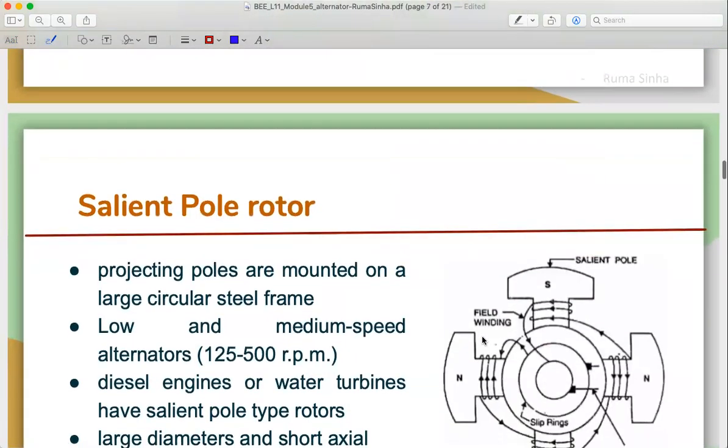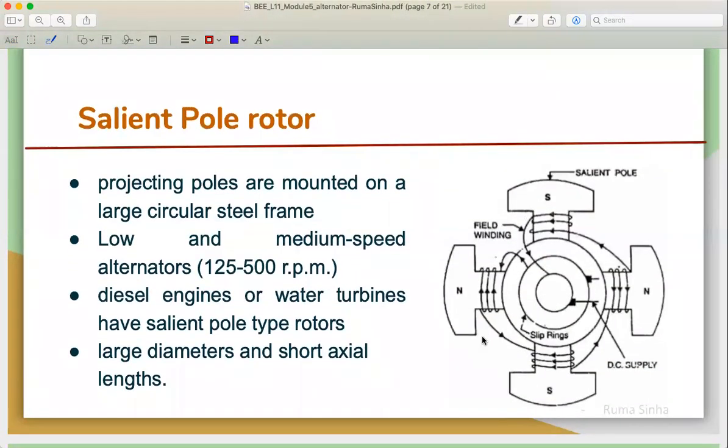Now coming to the rotor, as we know, we can have two types of rotor in case of synchronous generators. One can be a salient pole rotor, the other one can be a non-salient pole rotor or cylindrical rotor. In the salient pole rotor, it looks like this. You have a core and the poles are projected outside. So projecting poles are mounted on a large circular steel frame. This is a steel frame, and on that the poles are mounted and projected outward.